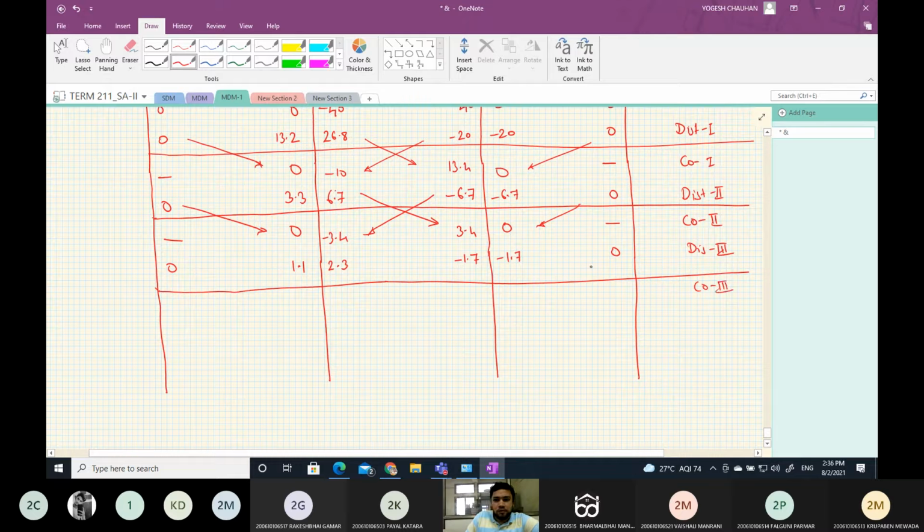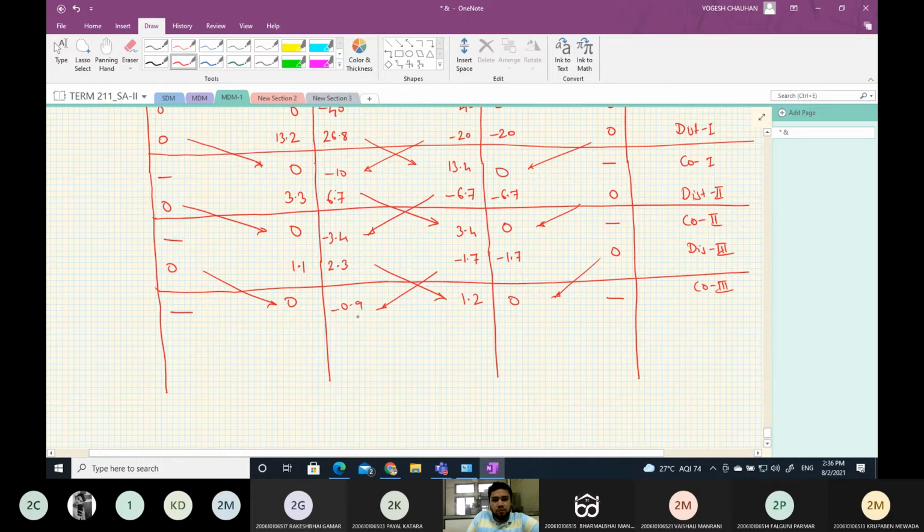Carry over 3. This will be carried forward. Half of this will be carried forward here. Half of this will be carried forward here. This cannot be carried forward here. This cannot be carried forward here. So this will be 1.2. Half of this will be carried forward here. Half of this will be carried forward here. It is minus 0.9.